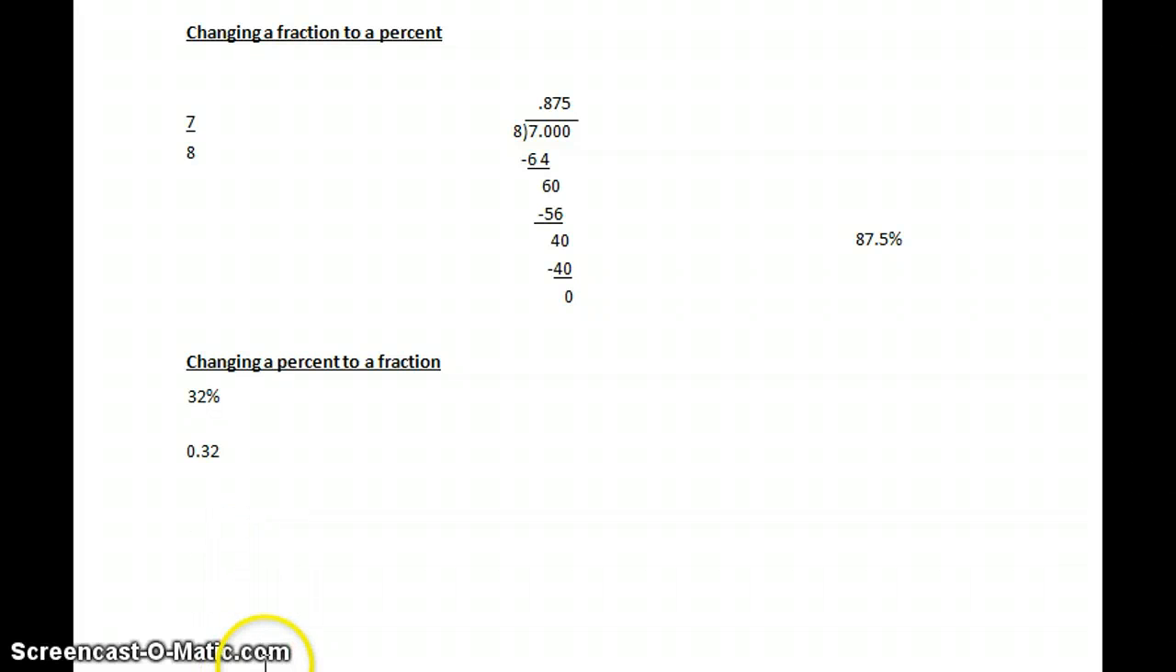Now I change my 0.32 into a fraction. It's good to remember that this is not called 0.32, it's called 32 hundredths. If I call it 32 hundredths, I know to call it 32 over 100. Then I just simplify, divide by 4, and I get 8/25. So 32% changed to a fraction is 8/25.